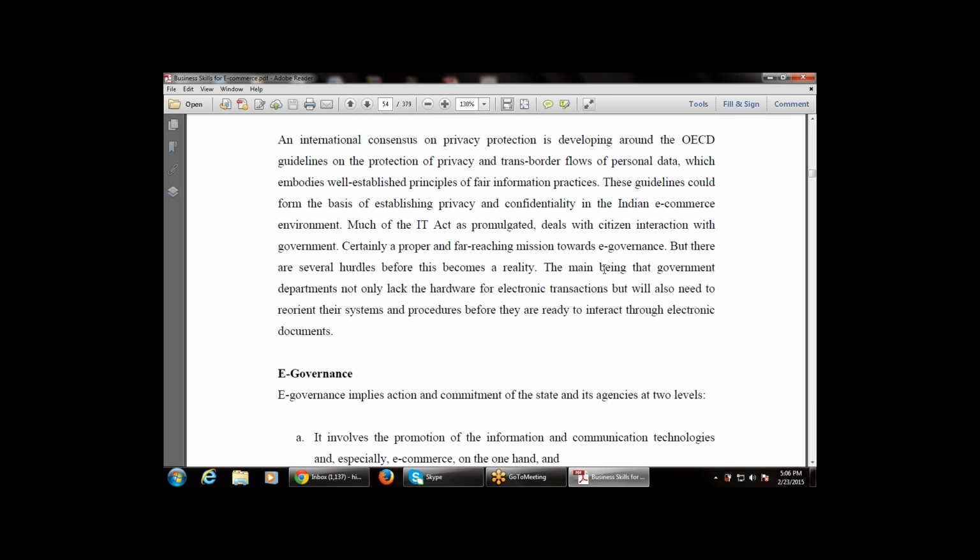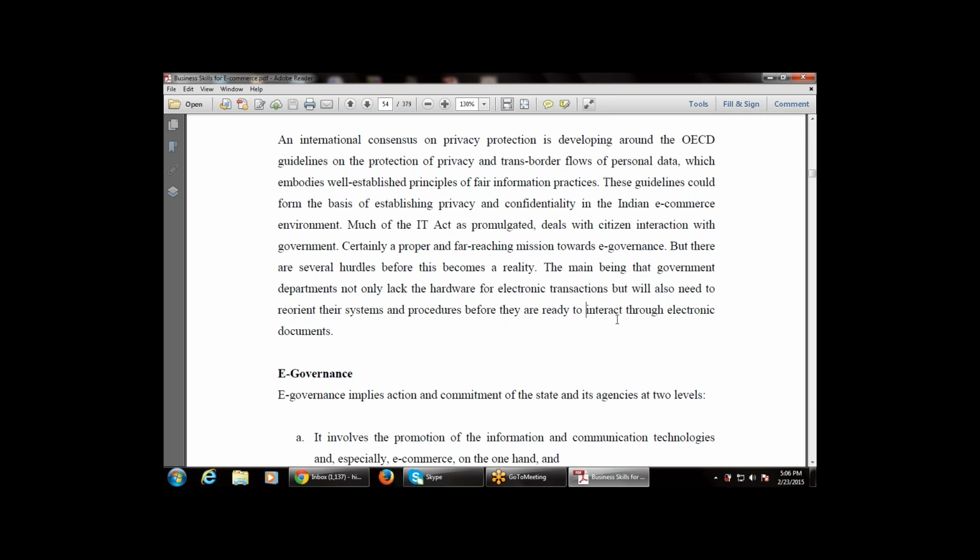The main point is that government departments are not only lacking the hardware for electronic transactions, but will also need to reorient their systems and procedures before they are ready to interact through electronic documents. That is, the concern is not that their documents are ineffective, but that they must orient their systems and procedures, with proper rules and regulations, before they are ready to interact through electronic documents.